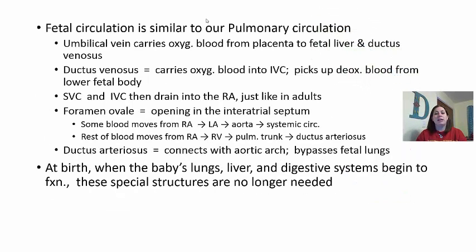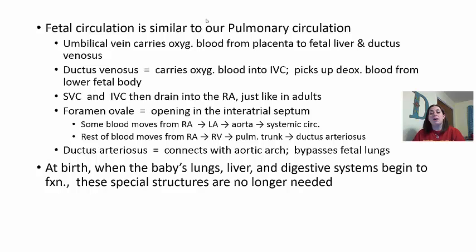Now, during fetal circulation, it is similar to our pulmonary circulation. The umbilical vein carries oxygenated blood from the placenta to the fetal liver and what we call the ductus venosus. This is where the liver again is going to process most of the stuff that comes in. However, this is oxygenated blood. The baby's lungs are not working yet because they're breathing in fluid, which is low in oxygen. So because of this, even though it's going back to the heart as a vein, it's going to carry oxygenated blood. The ductus venosus carries this oxygenated blood into the inferior vena cava.